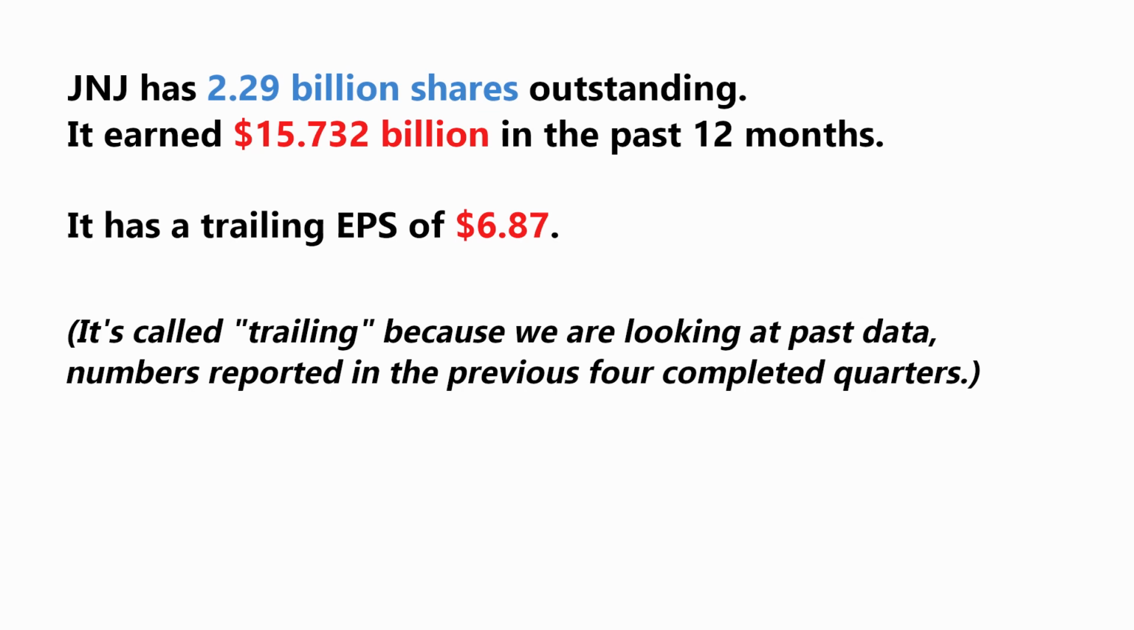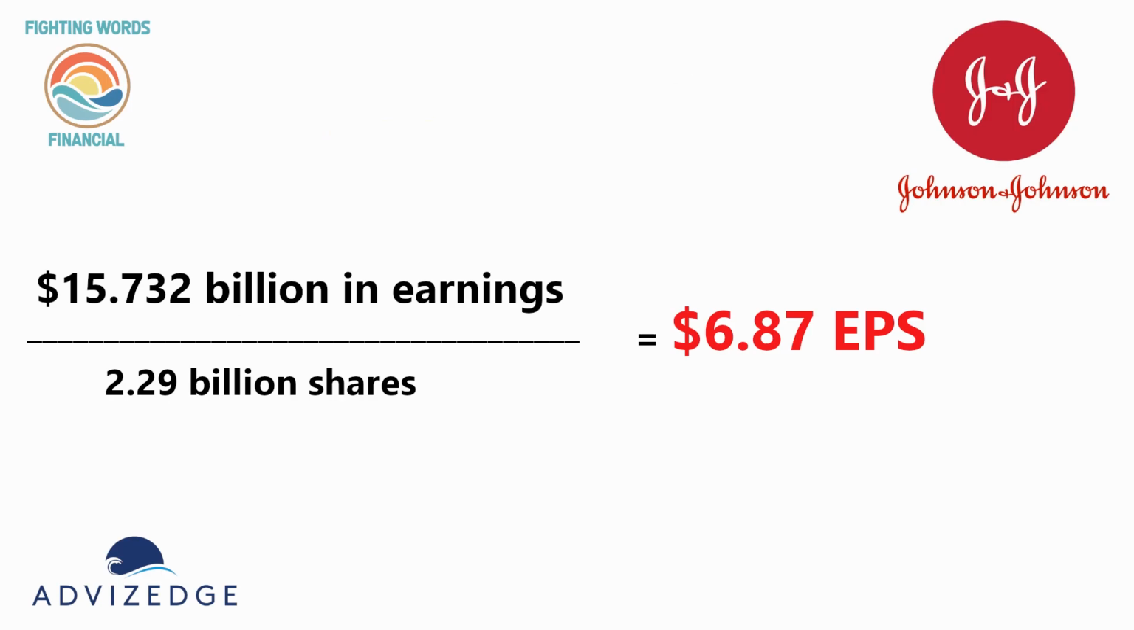It has a trailing earnings per share of $6.86 per share. It's called trailing because we're looking at past data, numbers that were reported in the previous 4 quarters. So $15.732 billion in earnings divided by 2.29 billion shares equals $6.80 earnings per share. Okay, great. So now we have this wonderful financial ratio, earnings per share. And let's be honest, I never met a financial ratio that I didn't like. But earnings per share doesn't mean a lot all by itself.